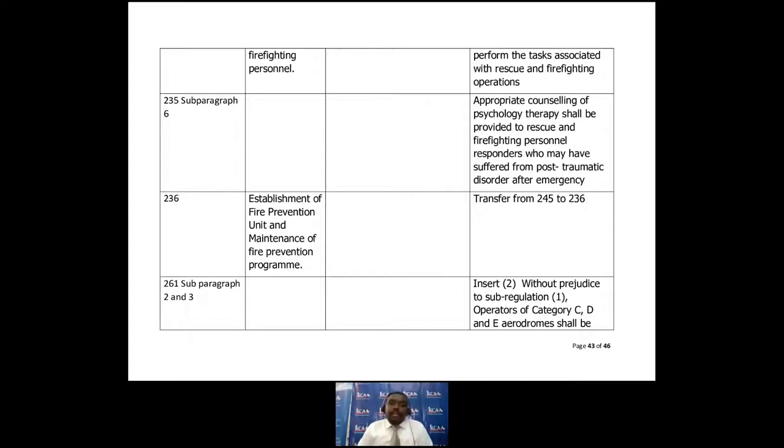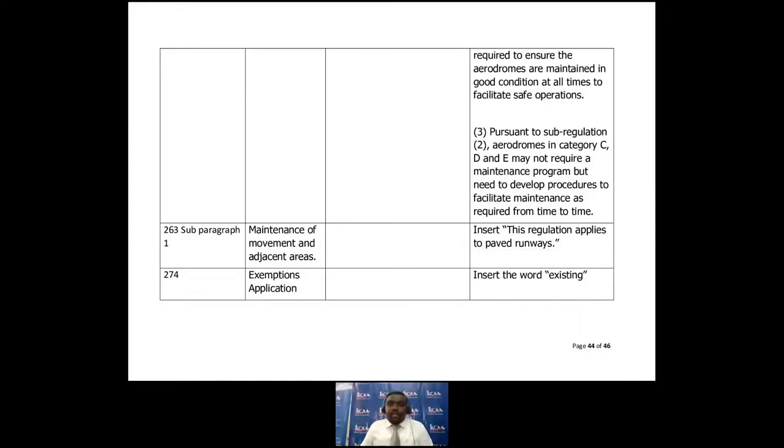And then 236, establishment of fire prevention unit and maintenance of fire prevention program. That regulation was moved from 245 to 236. Then regulation 261, sub paragraphs 2 and 3. We inserted these words: without prejudice to subregulation 1, operators of category C, D, and E shall be required to ensure the aerodromes are maintained in good condition at all times to facilitate safe operations.